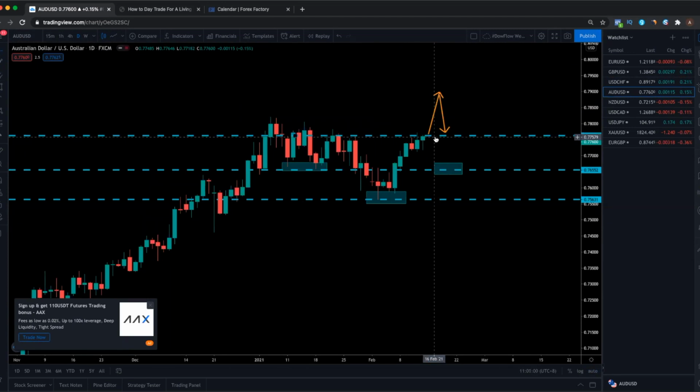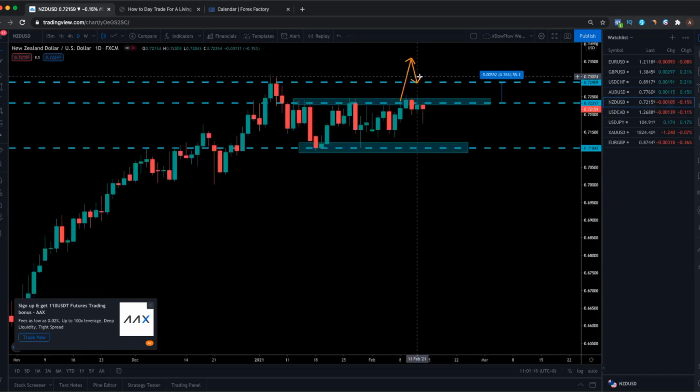So right now is not a good time to buy because you are buying into resistance. So we need to wait for price to either break the resistance or retrace back to the next support. So long buyers for this one, just take note of the key levels. Now this is Kiwi dollar. So let me just clear this up first.